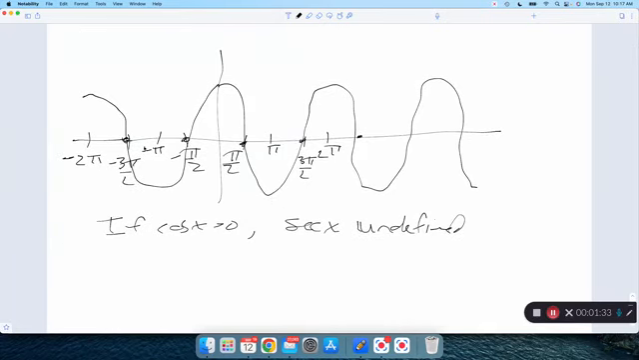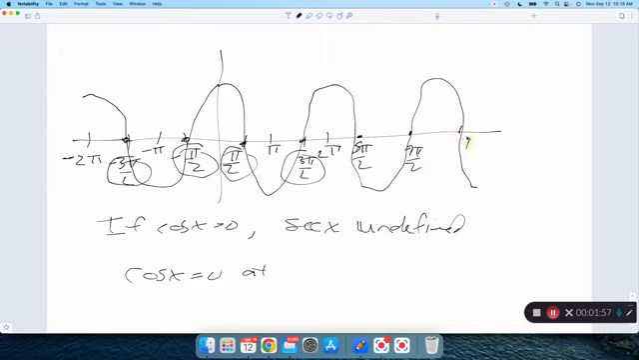Well, where does that happen? Let's look at all these places. Cosine of x equals 0 at, well, how would we describe all these spots right here? 3 pi over 2, pi over 2, negative pi over 2, negative 3 pi over 2. This next one, 5 pi over 2, 7 pi over 2, 9 pi over 2. That's not all the pi over 2's.